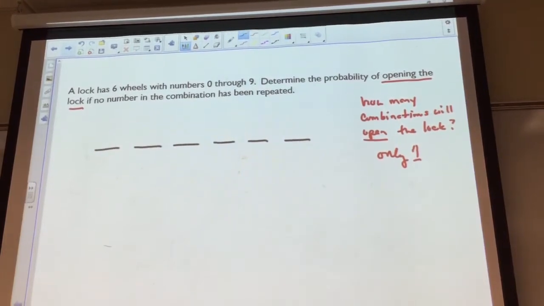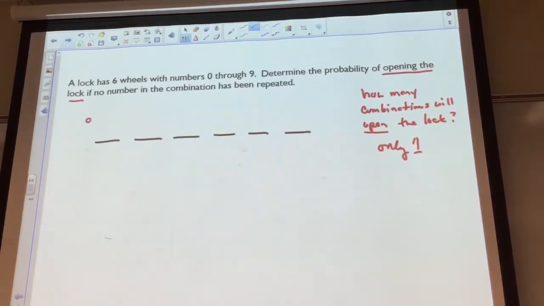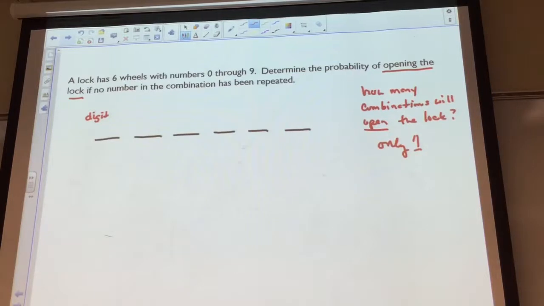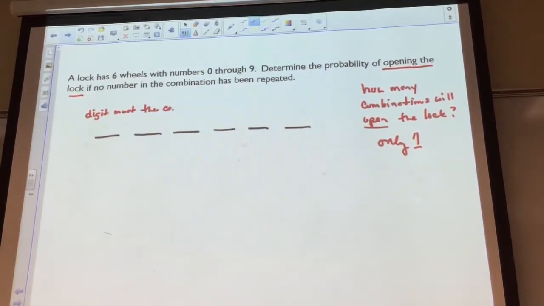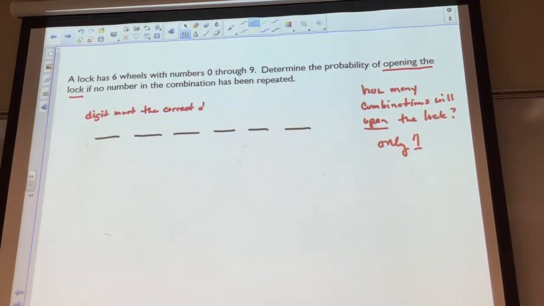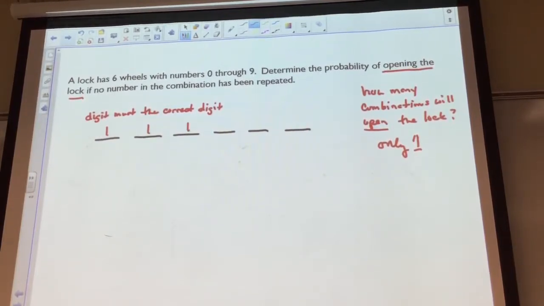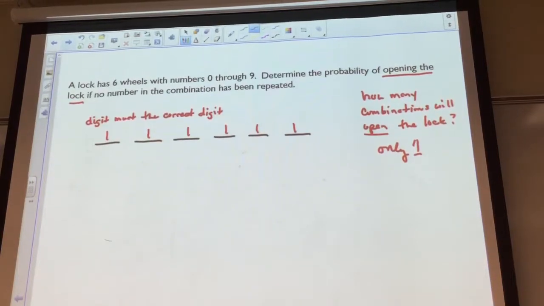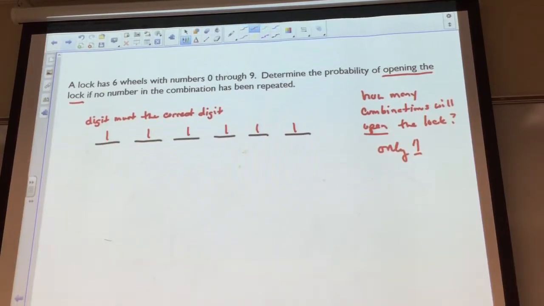But now, what's acceptable is it must be a correct digit. The digits must be the correct digits. And in a lock or an identification code, there is only one correct digit for each. There's only one correct first digit. There's only one correct second digit. There's only one correct third digit. But there's lots of possibilities you could have.